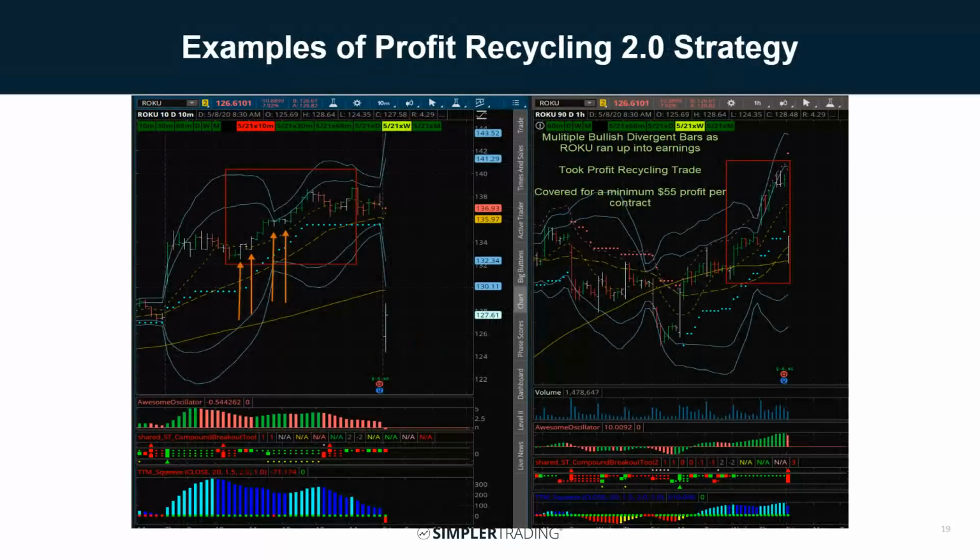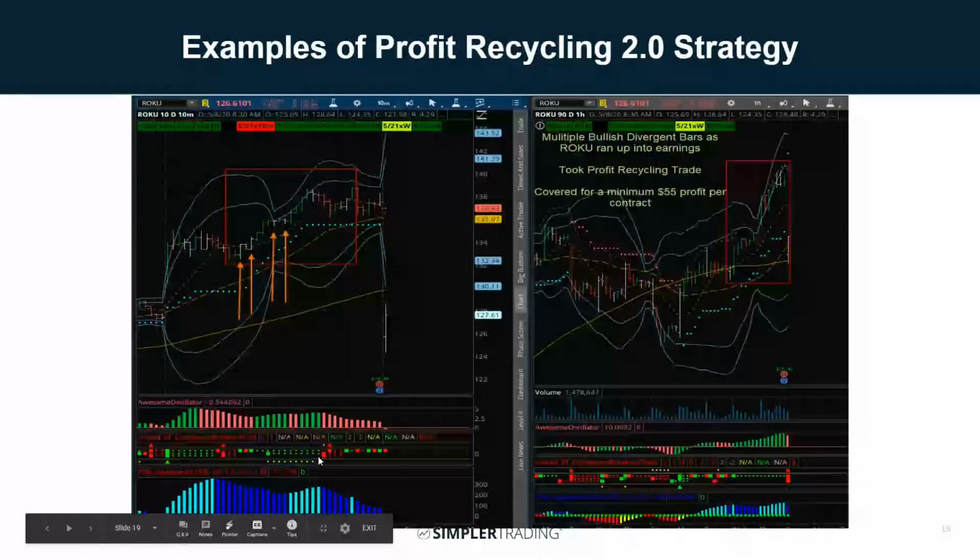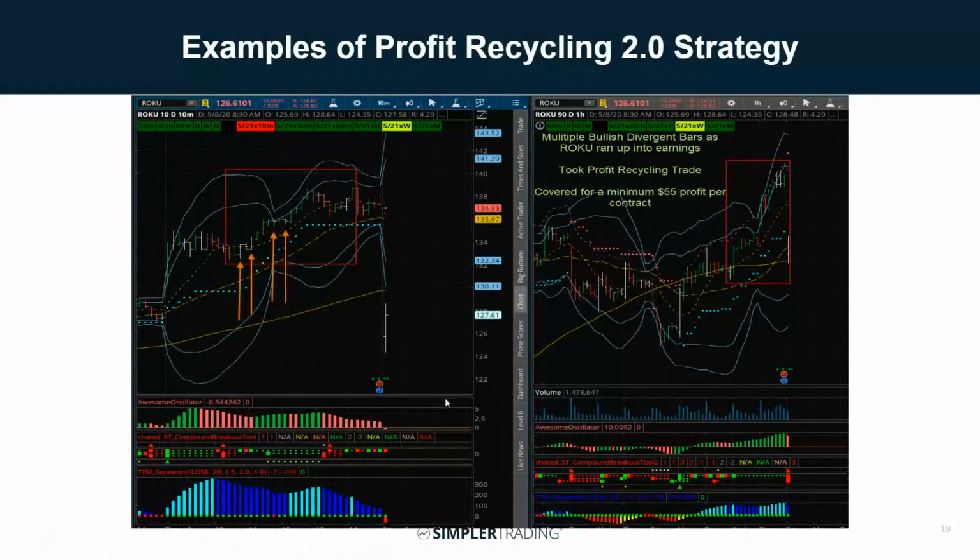So here's another example of the profit recycling 2.0 strategy. This one here was on Roku. I started to get some great signals on the 10-minute chart as well as on the hourly chart, making some nice bullish divergent bars, getting some great signals on the compound breakout tool, which is the other indicator we'll talk about tonight. And so I took a profit recycling trade as the start to move higher into earnings, and I covered it for a minimum $55 profit on the trade.